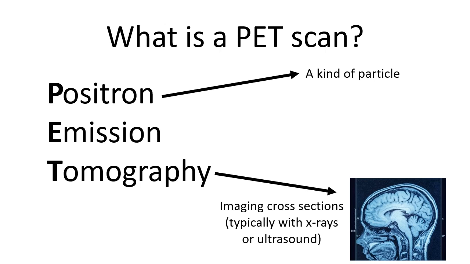To delve into this deeper, we must discuss what exactly a positron is. And it turns out, what kind of particle is it? It is a kind of antimatter. Now, a positron is what's known as an anti-electron, or in other words, the antimatter equivalent of an electron.